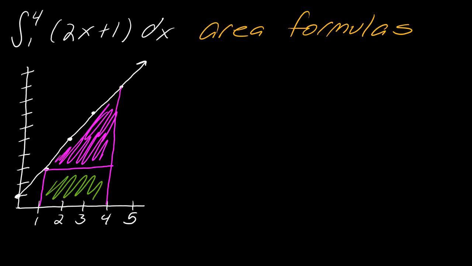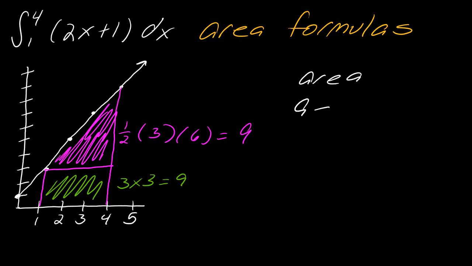Then I just use my area formulas. So this is 3 times 3, so this has 9 units squared as the area. And then this is a triangle, so I take 1/2, the base is 3, and the height is 1, 2, 3, 4, 5, 6 tall. I go up 6, yeah, 6. So then this will ultimately also give me 9. So I just add those 2 areas up to get 18 units squared, and that would be the value of this definite integral.